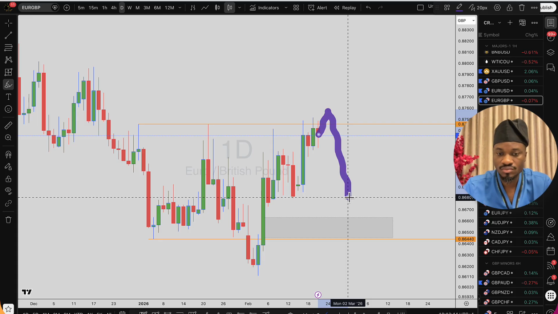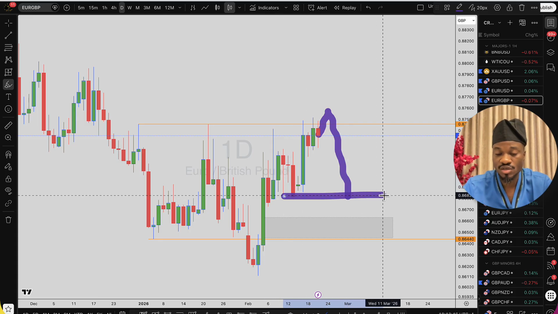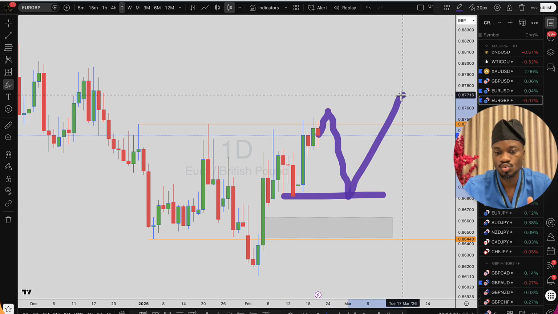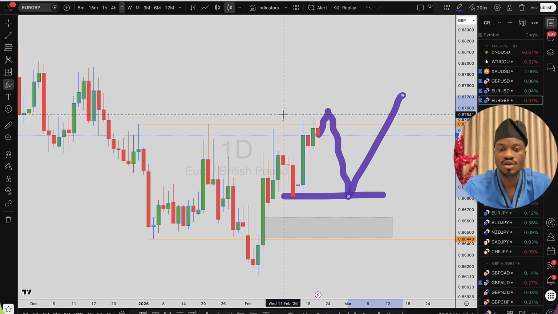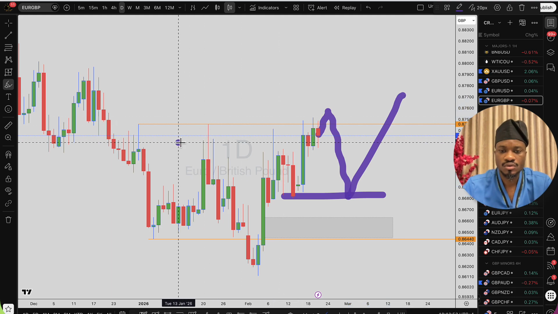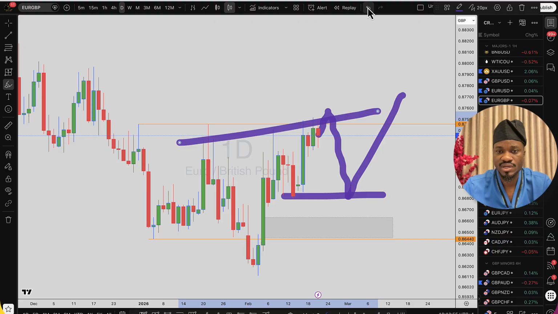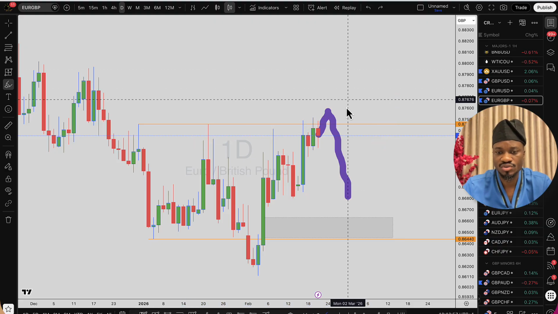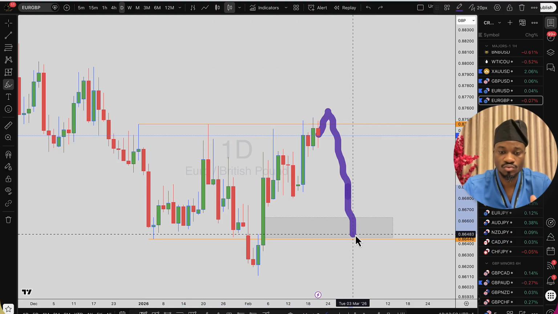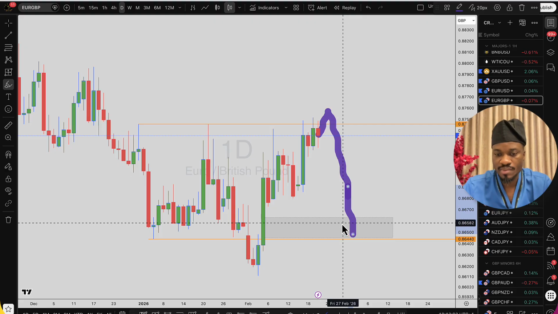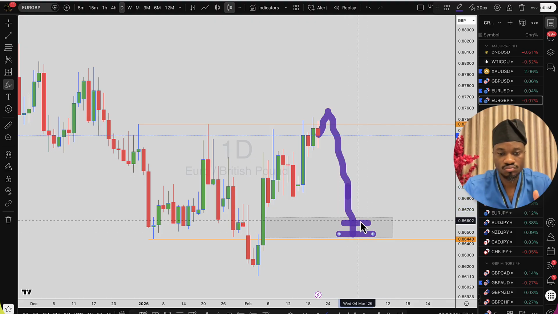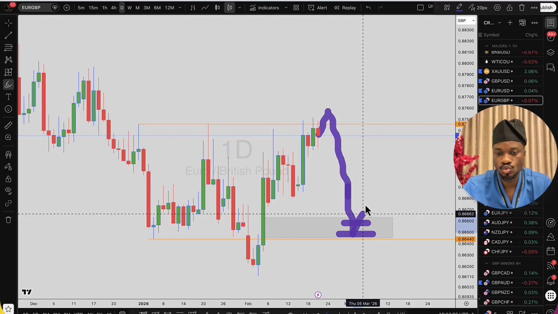And on the way down, take note, there's a demand right here which could act as a level for price to move up. So if we have this right here, we have a kind of inverted head and shoulder chart pattern. Alternatively, price could just gravitate all the way down to this level to attract some demand right there at this zone, and the price could find a strong demand to bounce off.